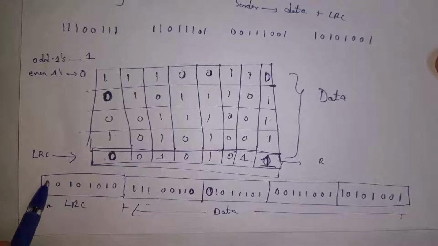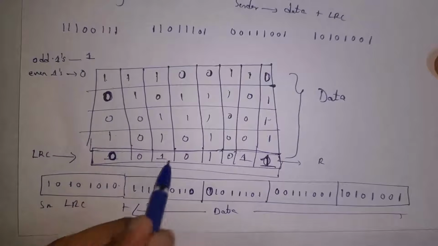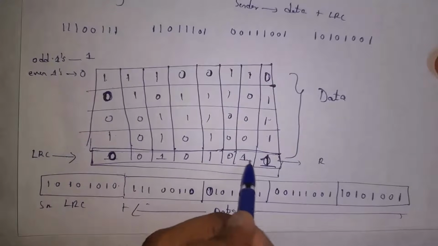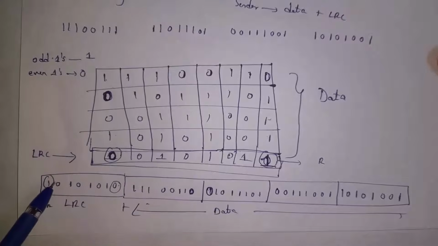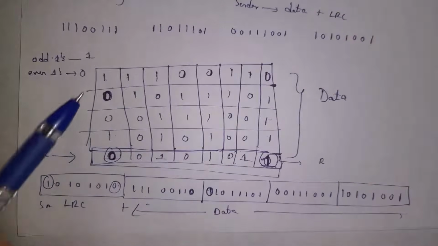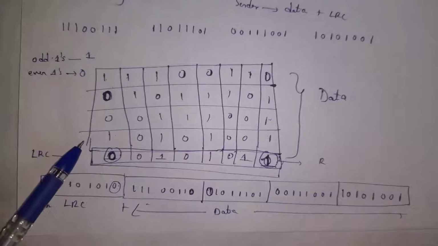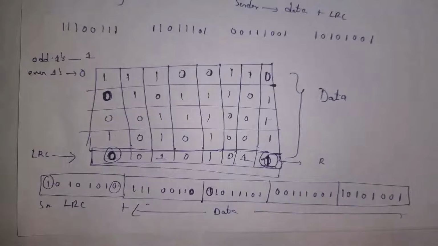Whereas the sender data is 10, 10, 10, 10, the receiver data is 00, 10, 10, 11. So the receiver will identify that the data contains errors. As the sender's LRC is not equal to the receiver's LRC, the receiver will know that the data block contains errors. If you observe here, multiple bits got changed. That is nothing but burst errors. So if there are burst errors in the data, LRC can identify those errors.